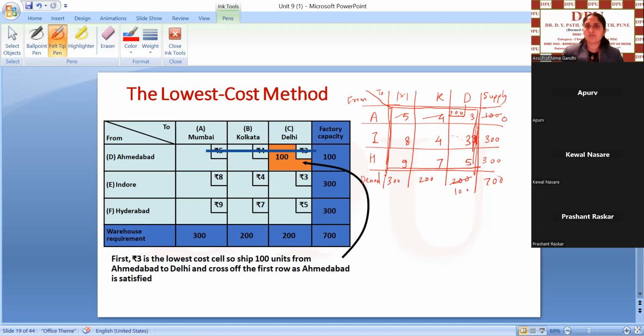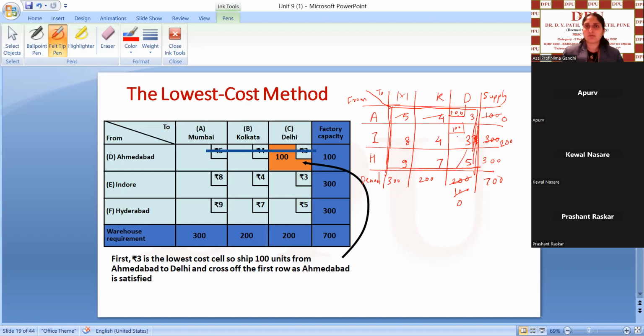Now the next minimum cost is 3 again. How do you do the allocation? Minimum of 300 and 100. The minimum is 100, so you're allocating 100. Now it is 0. The demand for Delhi is fulfilled, the demand of 200, so you are deleting this. You have already allocated 100, so you're subtracting 100. So 200 products are available from Indore. Indore can now ship only 200 products because we have already allocated 100 products here for Delhi.